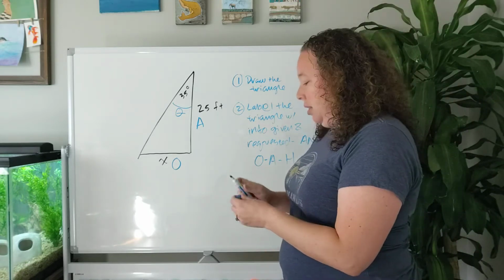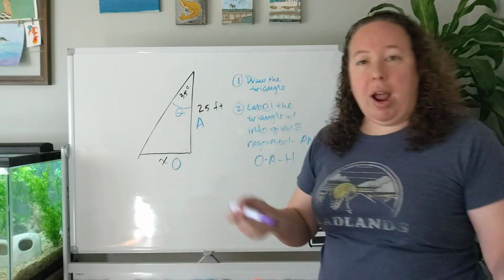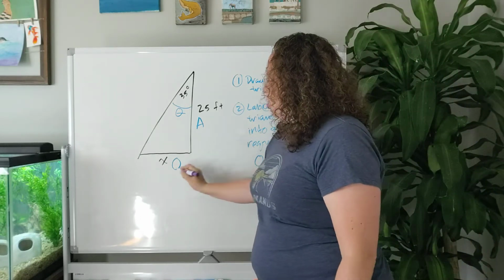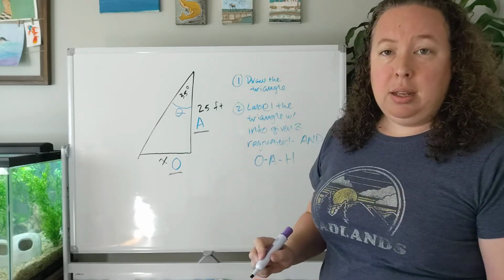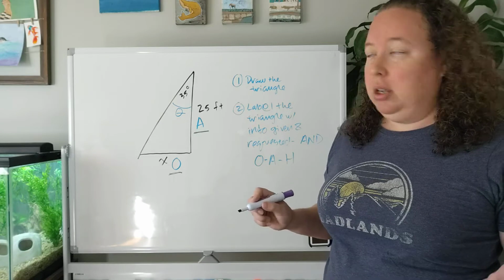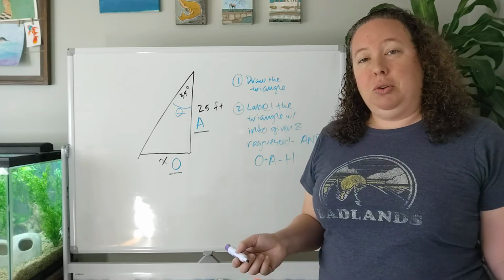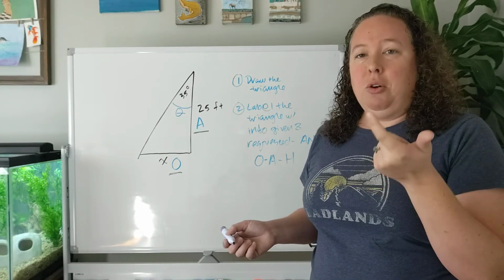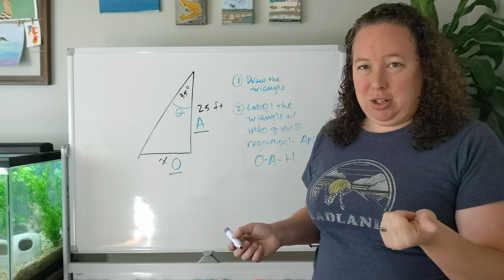Okay, so now that we have drawn the triangle and we have labeled the triangle, now we need to write the equation that we're going to solve. And the way that we're going to do that is we're going to look at the information that we're given and the information that's requested. And since this is trigonometry, we're going to match the ratio to the situation. So here we're asked for opposite, we're given adjacent. What are the two ratios that deal in opposite and adjacent? Tangent and cotangent. Which one of those is on our calculator? Tangent. So we're gonna use tangent.